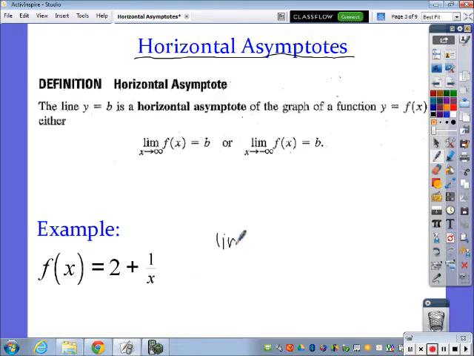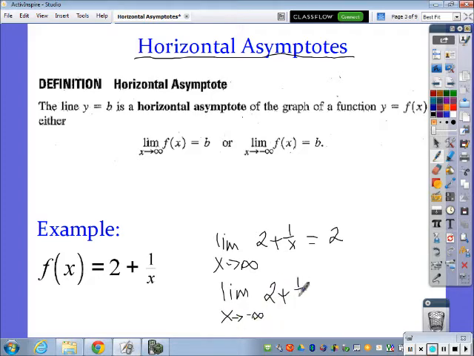So the limit as x approaches positive infinity of 2 plus 1 over x is, well, we know the limit as x approaches infinity of 1 over x is 0. So this would be 2 plus 0, which is just 2. And then the limit as x approaches negative infinity of 2 plus 1 over x.